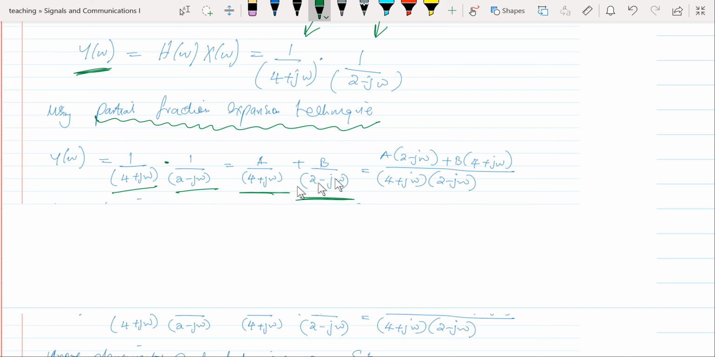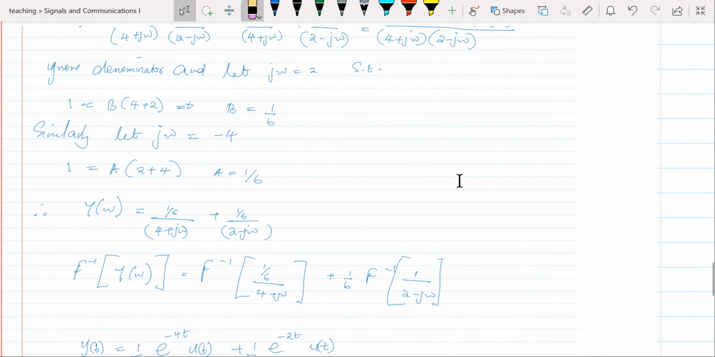Having expressed our equation Y of omega in that format, all we now need to do is find the value of a. How do we do that? We normally ignore the denominator, such that this is our numerator, 1 times 1. It is equal to this one because the denominator is the same. So if we ignore the denominator, then we can say that 1 is equal to this one. That is what we are doing.